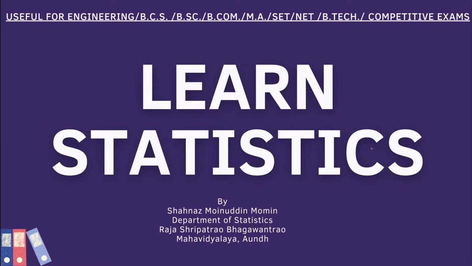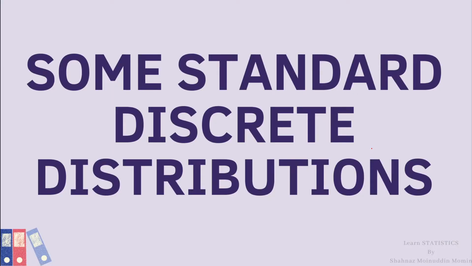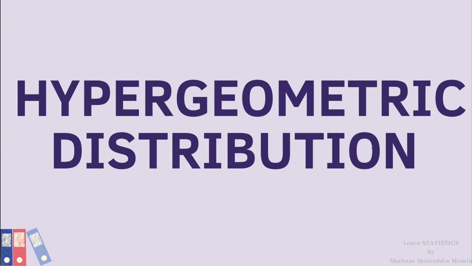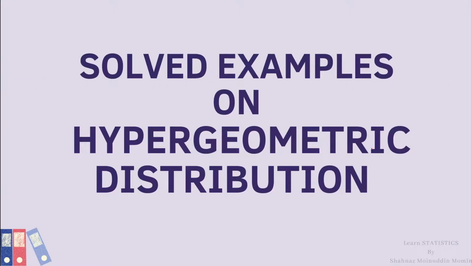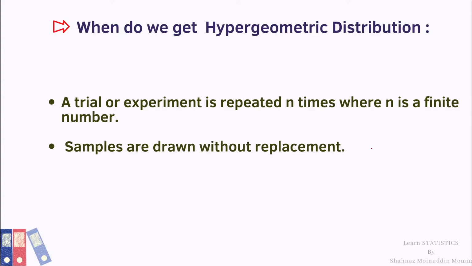In this class we are going to learn the statistical concept in a simple and easy way. The topic of today's lecture is some standard discrete distributions. In the previous lectures we have already covered many concepts from standard discrete distributions. Now we will discuss a topic on hypergeometric distribution. In this chapter we are going to solve examples on hypergeometric distribution.